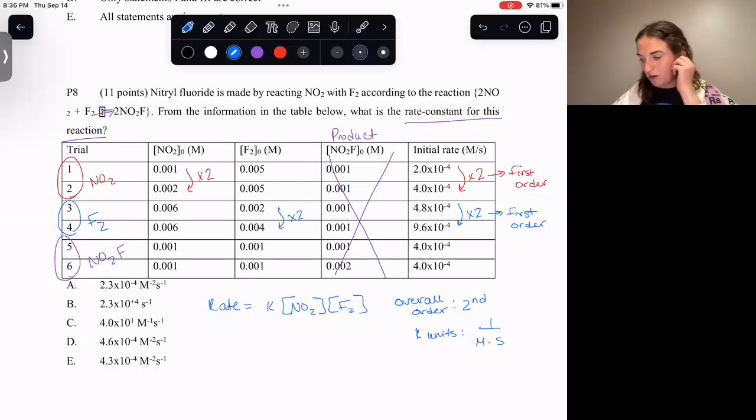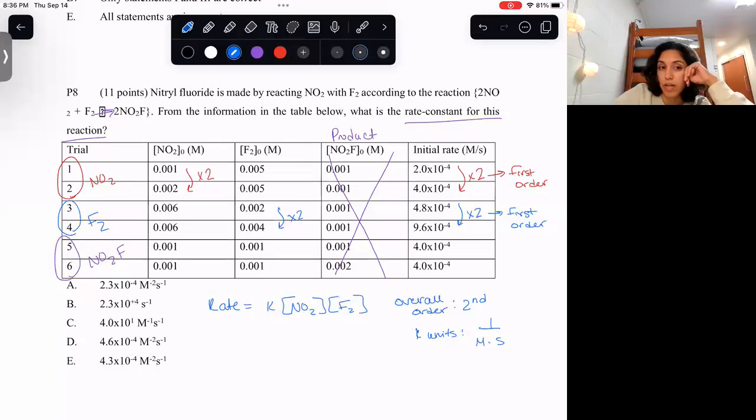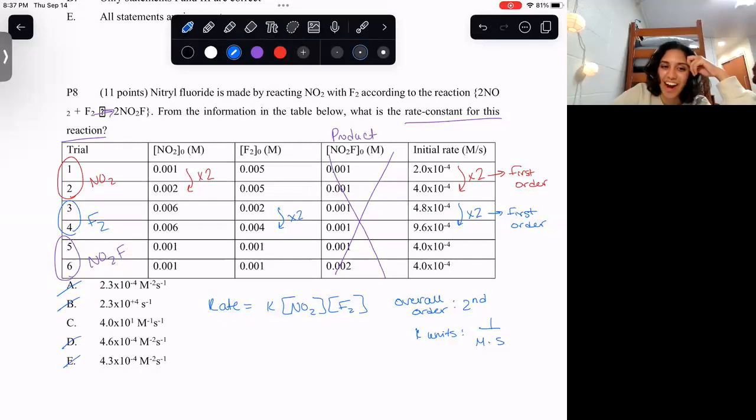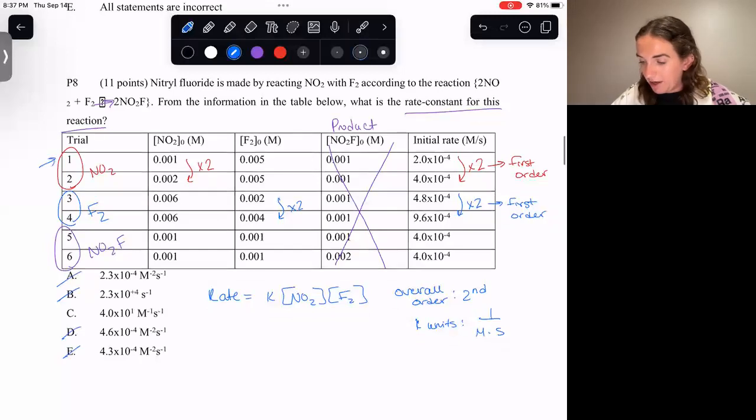Yep, so in this case, it's going to be molarity over second. So which answers can we immediately get rid of? B and A. Yep. And D as well. Right, so we're expecting our answer to be C, right? Yeah. So what you can prove to yourself here is that you can say, okay, let's use trial 1.